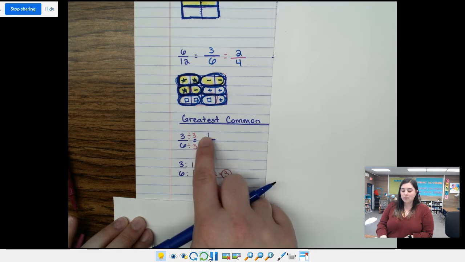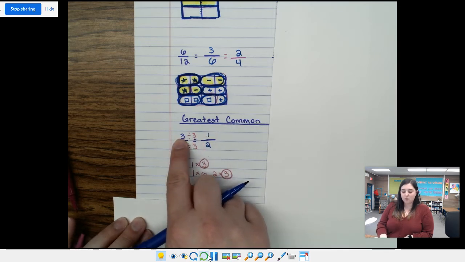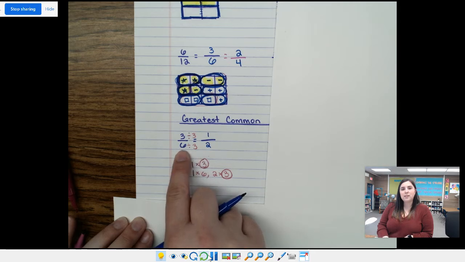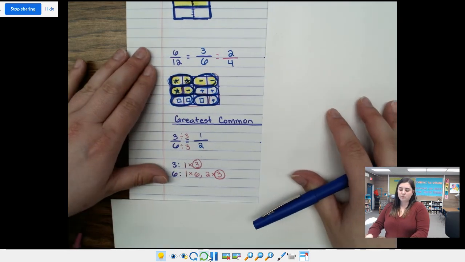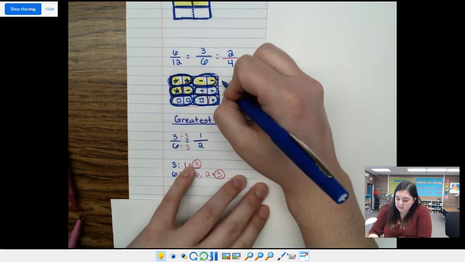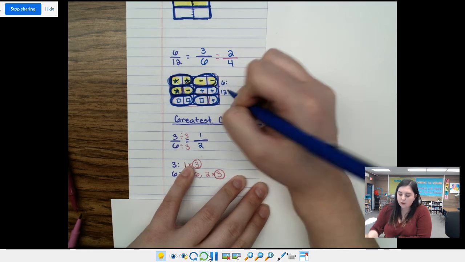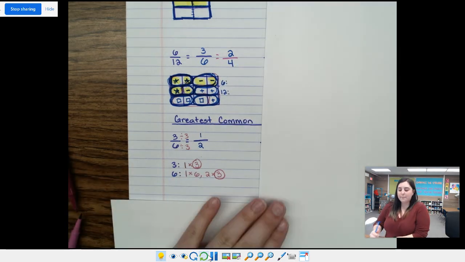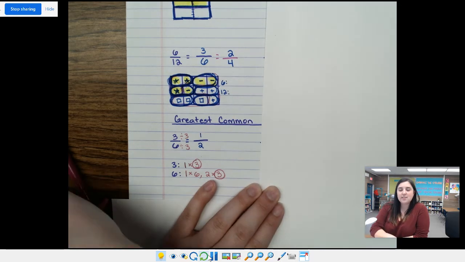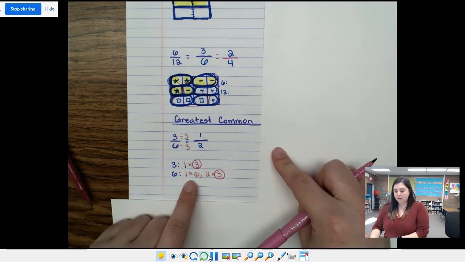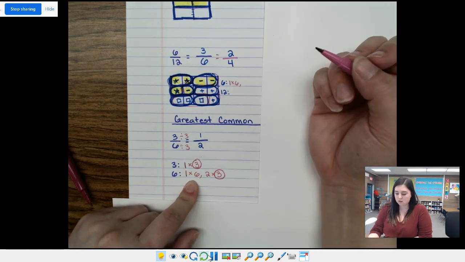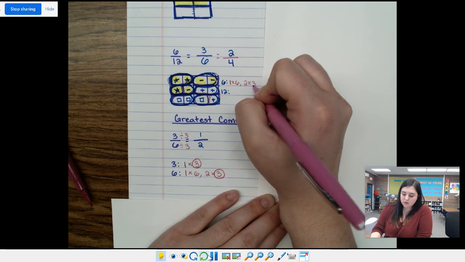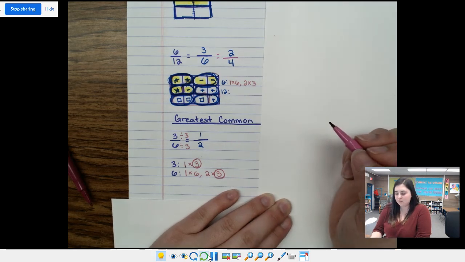What number times 3 would equal 3? Or what number times 3 would equal 6? That sometimes helps. So going back to this number up here, I have a 6 and I have a 12. What numbers are factors of 6? I just did them down here. I have 1 times 6 is 6. 2 times 3 is 6.